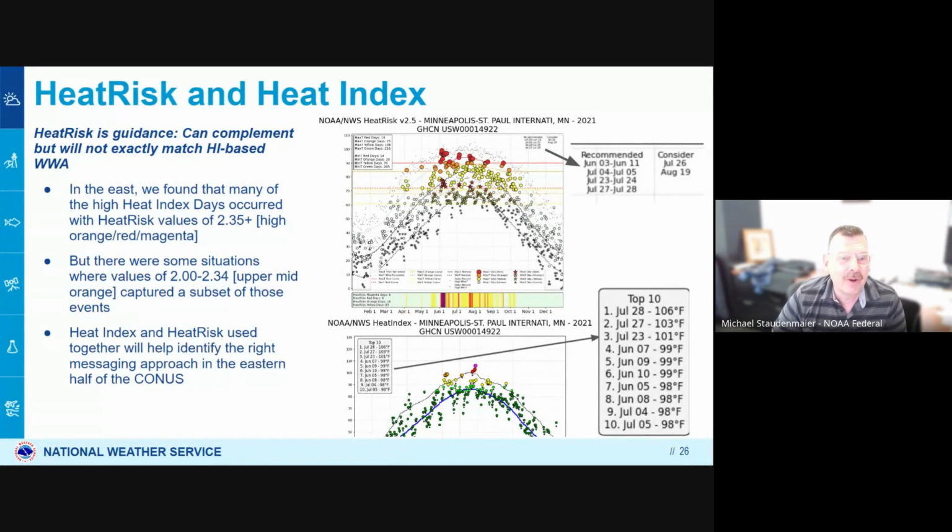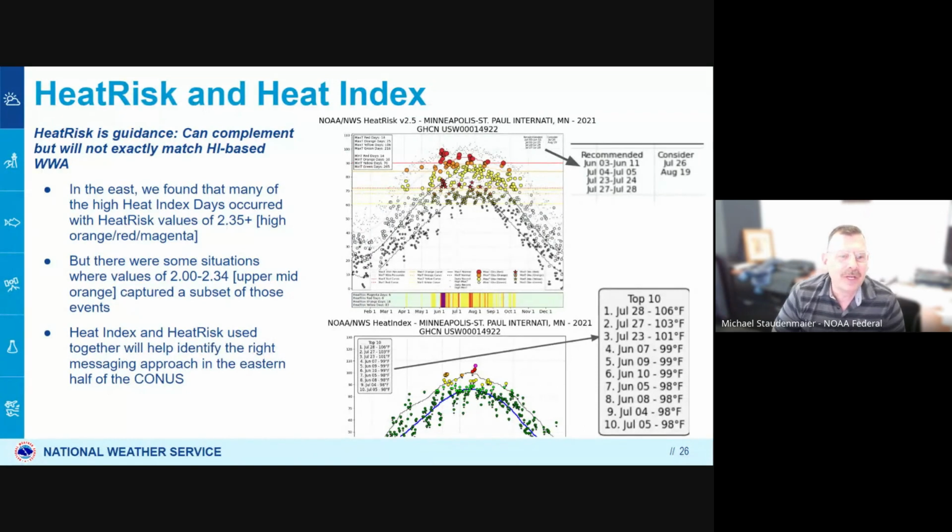I'll also note how HeatRisk identified the early June episode as particularly dangerous, even though the overall heat index values were a bit lower than what occurred later in July. This was due to a combination of early season heat, multiple consecutive days of temperature being the top 5% of what's observed that early in the year, and minimum temperatures that were ridiculously high for any time of the year.